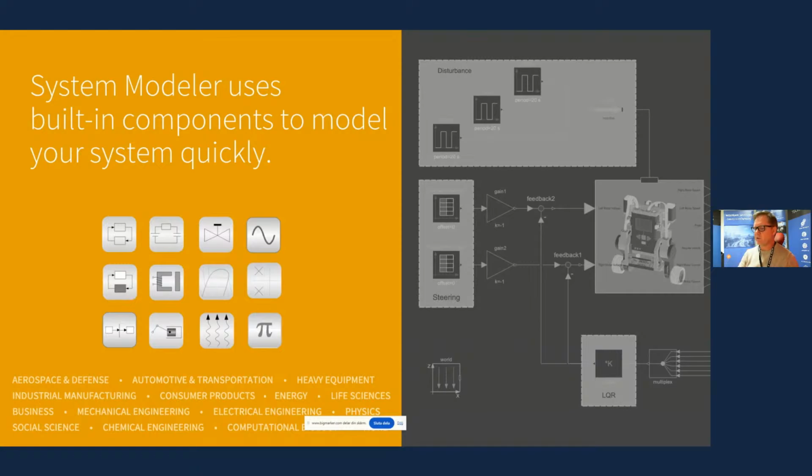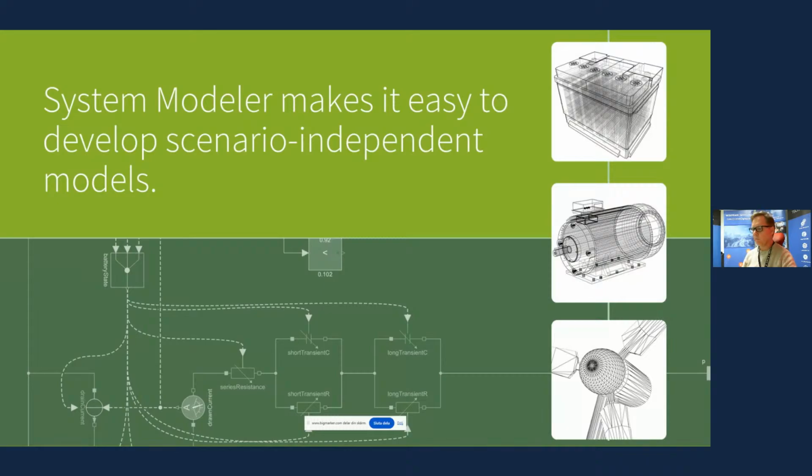So if we go back to the basics, System Modeler uses the Modelica language, with built-in components to make it easy to get started. Just as you saw me dragging and dropping there for the multibody, there are plenty of different components for different domains. It makes it easy to create models that you can reuse in different scenarios. Whether you want to use a motor as a motor or as a generator, it's the same model. You just connect it, for instance, to use it in a wind power plant.